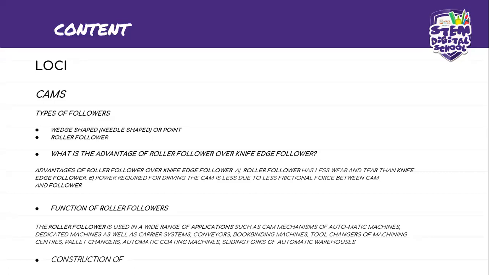Then the function of the roller followers. The roller follower is used in a wide range of applications such as cam mechanisms of automatic machines, dedicated machines, as well as carrier systems, conveyors, bookbinding machines, tool changers of machining centers, pallet changers, automatic coating machines, and sliding forks of automatic warehouses. Then we want to look at the construction of these cams where we are using roller followers.